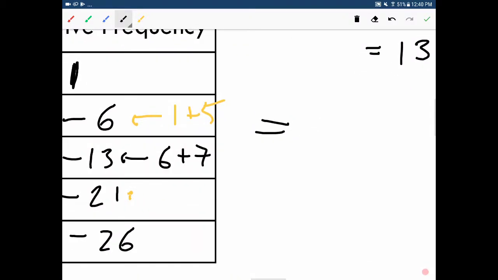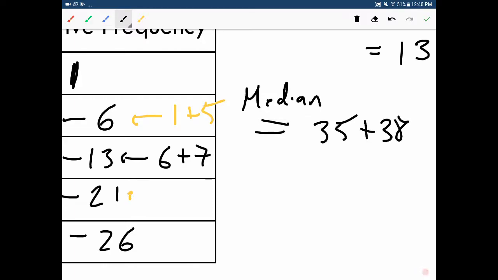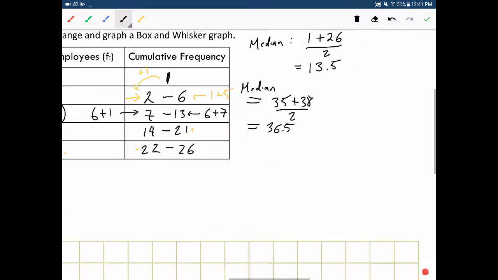So the median actually equals 35, because person number 13 was 35, plus 38, which was person number 14, and we divided by 2 because we want 13.5, and that will give us 36.5. So the median is 36.5.